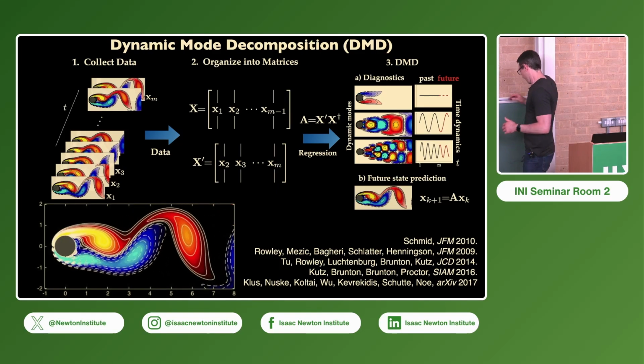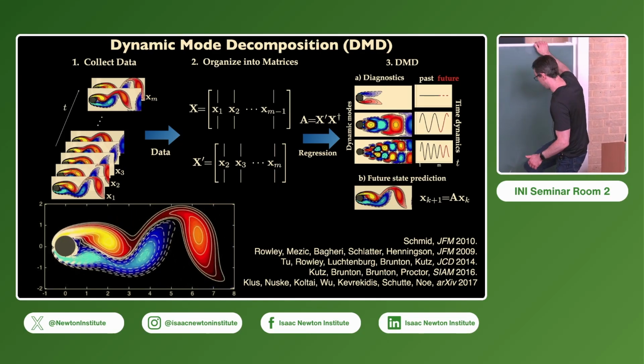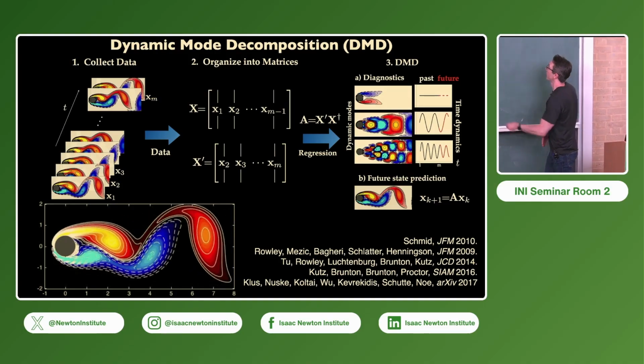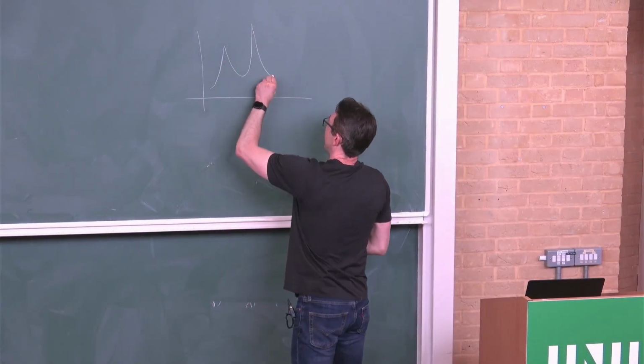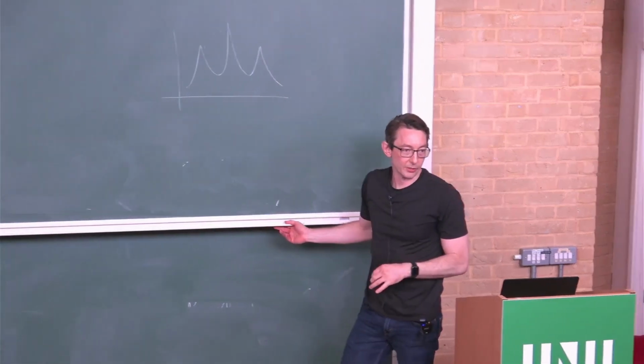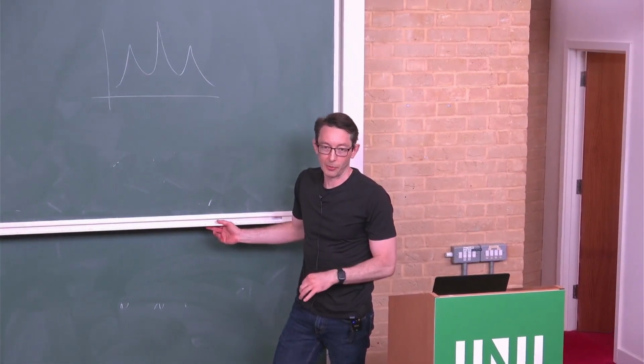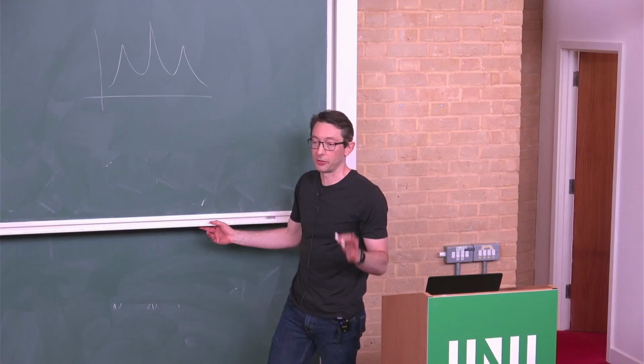So I'll just play around with this board for a minute. If your Fourier transform has peaks, DMD is probably going to be interesting. If it doesn't, it's probably going to be difficult. At least this is just a general statement for fluid flows.